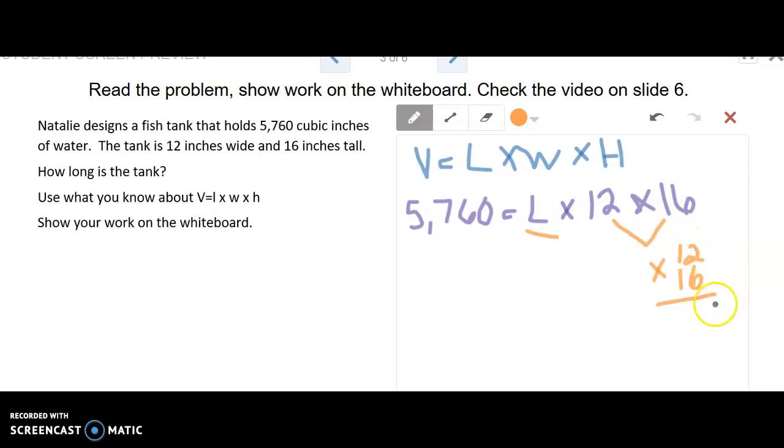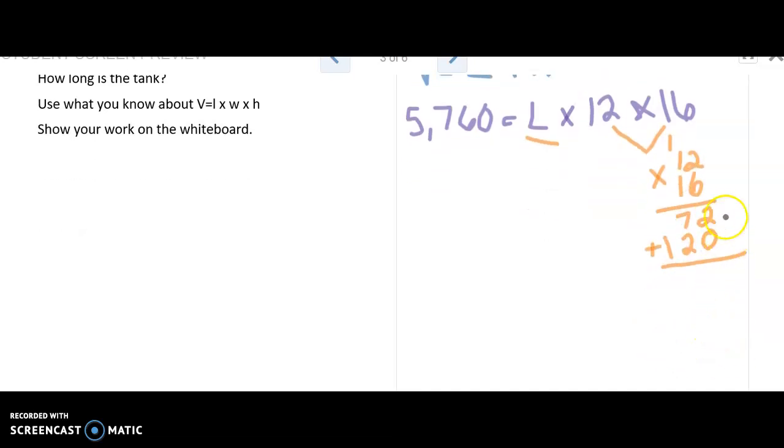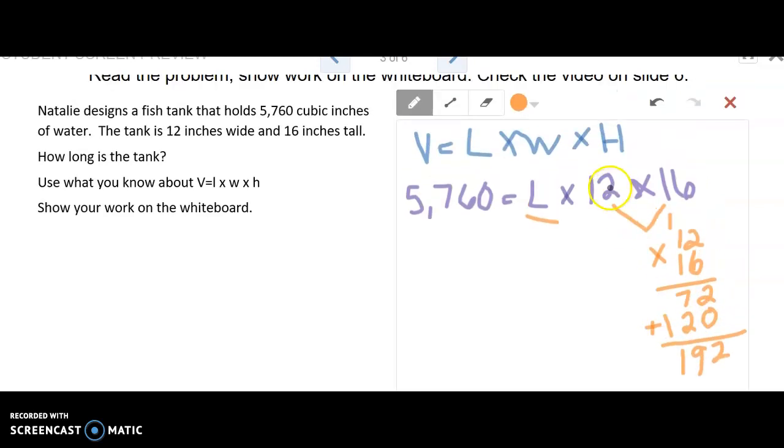So 6 times 2 is 12. 6 times 1 is 6, plus 1 is 7. Keep going, fill in my tens place there. 1 times 2 is 2. 1 times 1 is 1. And then I need to add. So 2 and 0 is 2. 7 and 2 is 9. And 1. All right. So when I multiply 12 times 16, I get the product of 192.